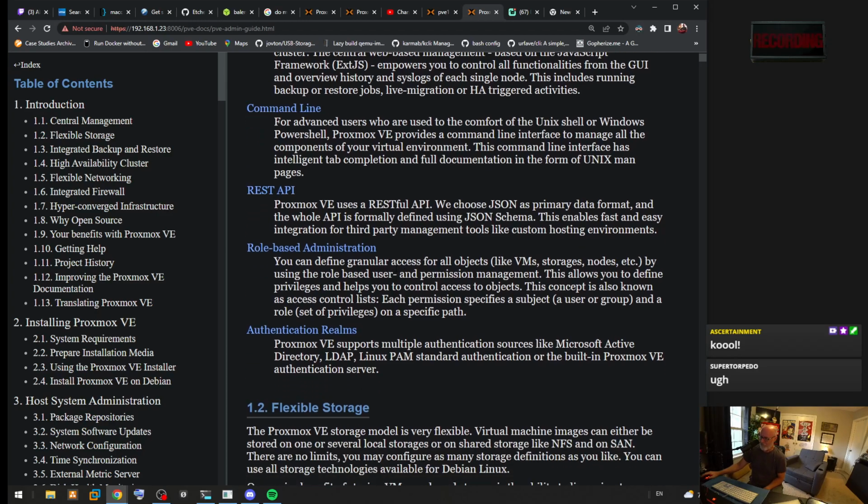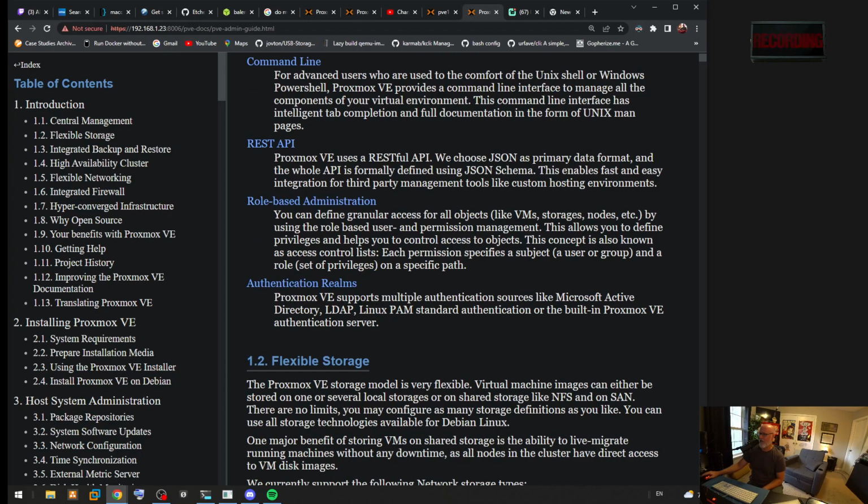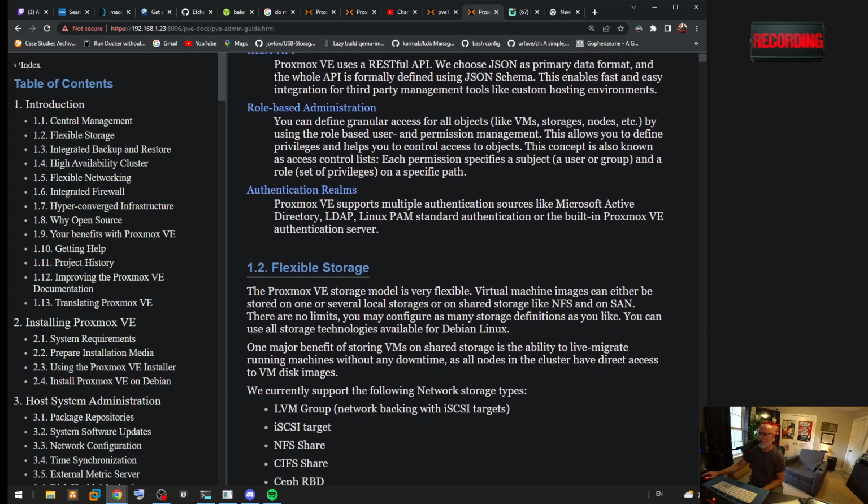Role-based administration. You can define granular access for all objects, like VMs, storage, nodes, etc., by using role-based user authentication, RBAC. That's awesome. This allows you to define privileges and helps you to control access of objects. This concept is known as access control lists. Yep. Each permission specifies a subject or user group and a role or set of privileges. Yes. RBAC is pretty standard in anything these days.